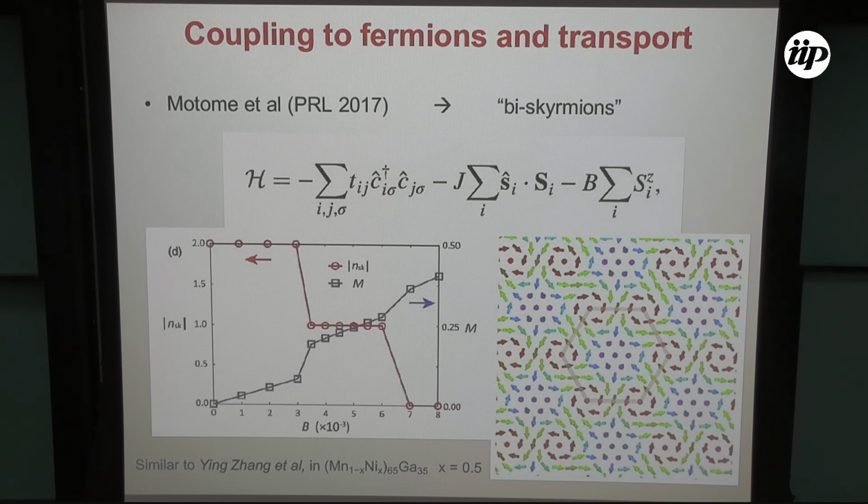I don't like biskyrmions, I prefer skyrmions of charge 2. It's not just two skyrmions of charge 1 that are close by, but this is another topological sector. In this picture you see the topological charge as a function of the field. At very low fields you have charge 2, and if you increase the field you get charge 1 and then charge 0 skyrmions. And the nice thing is that these kinds of profiles have also been observed experimentally by Ying Zhang and collaborators, in these very complicated compounds.